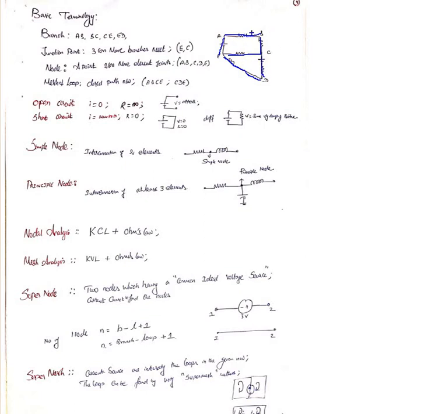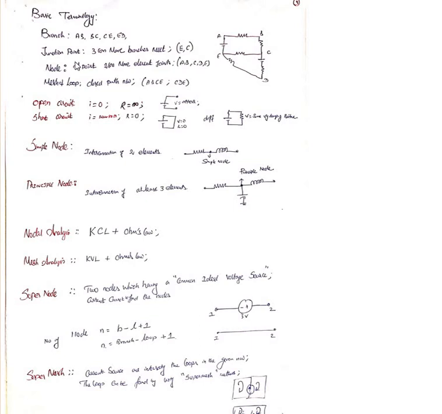You can say AB is a branch, AE is a branch, BC is a branch, CD is a branch, DE is a branch. This is called a branch. The next one, junction. What is a junction? Junction point. Think of a junction as three roads, or more than three roads, joining at a point. That is called a junction. So where three roads or four roads join is called a junction.